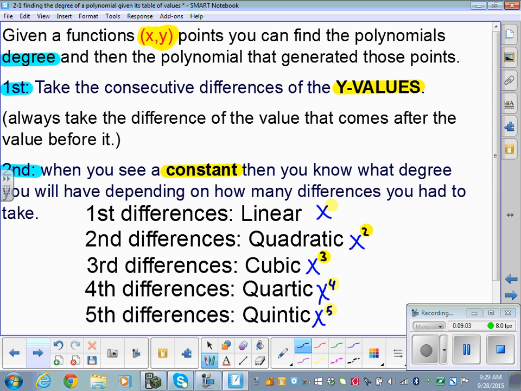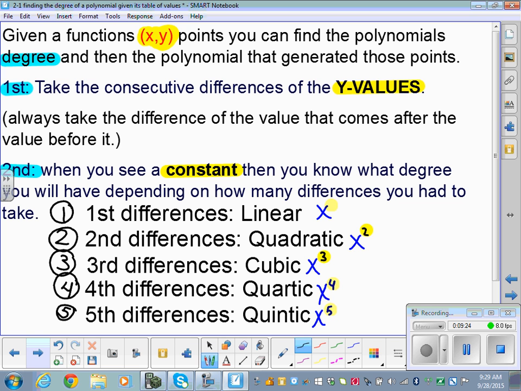So we're going to be taking differences once. If they're not the same, we'll take it again. If they're not the same, we'll take it again. If they're not the same, we'll take it again. Now, let's say you sat and took differences and it never was the same. Then you can't determine the degree. There is a degree, but you can't determine it given the information. So just understand that.